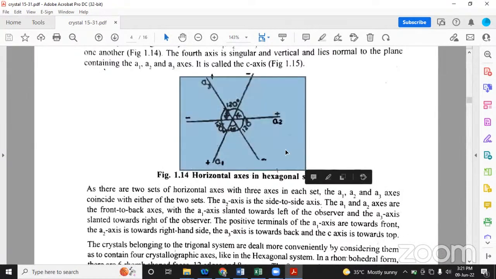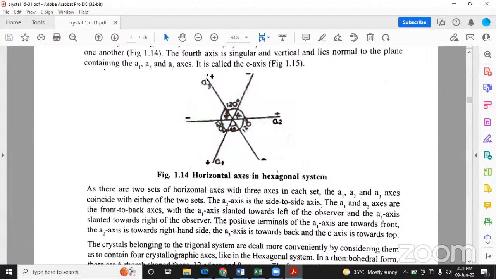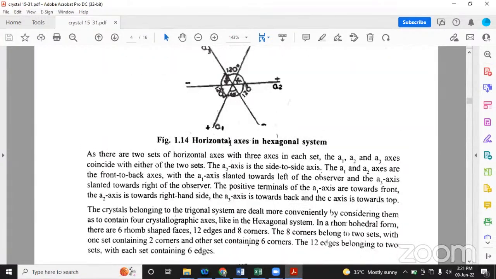How is a horizontal axis formed in the hexagonal system, right? How are the crystal systems forming? If you look at diamond and graphite, there are so many examples of crystal minerals.